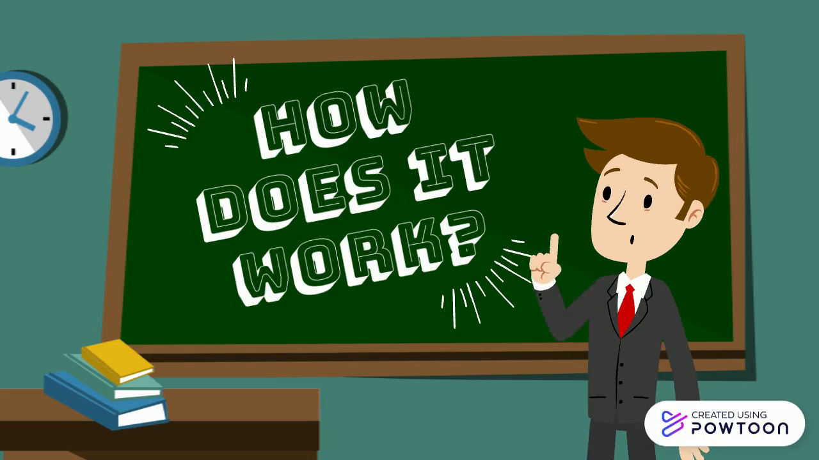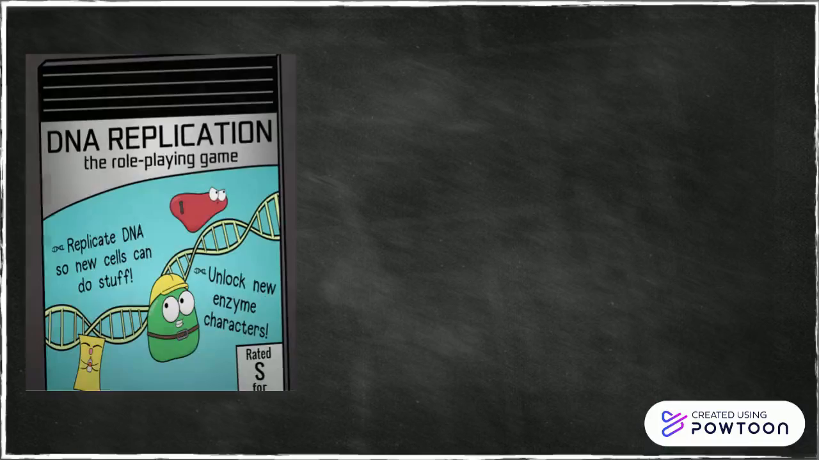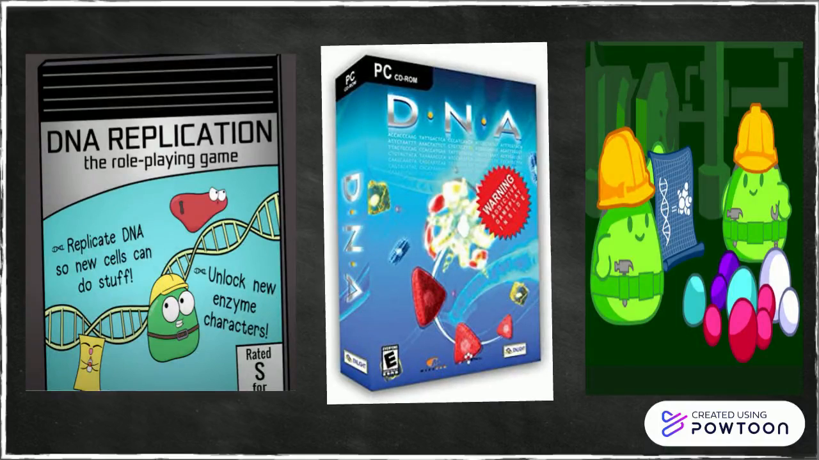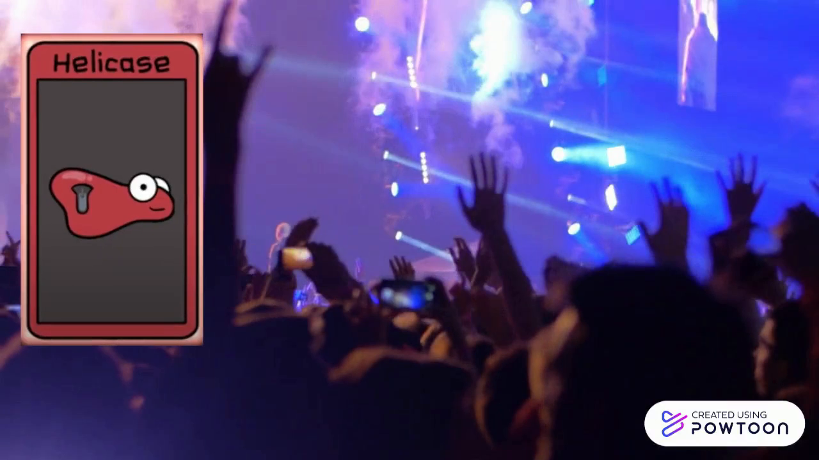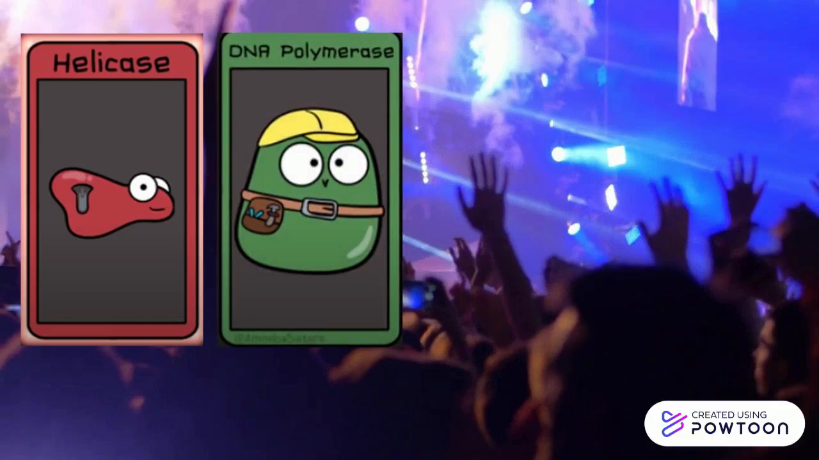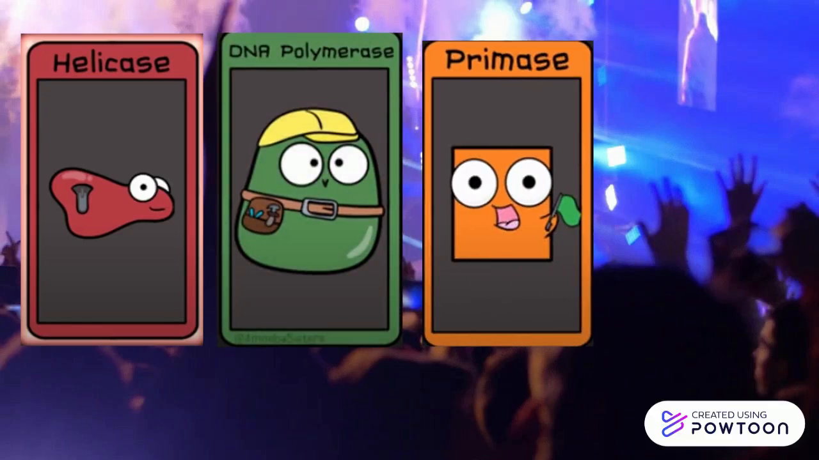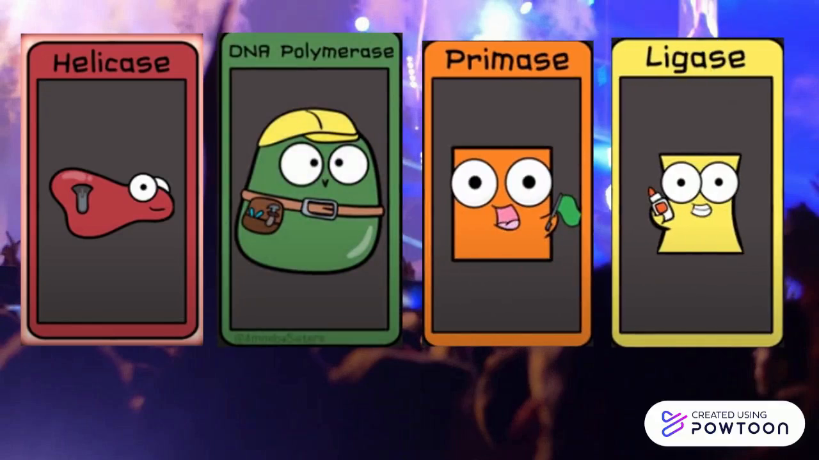So, how does it work? Imagine that DNA replication is a computer game. And in every computer game, we have characters or players, right? Now, let me introduce you to the key players of the game. We have helicase, the unzipping enzyme, the DNA polymerase, the builder, the primase, the initializer, the ligase, the gluer.